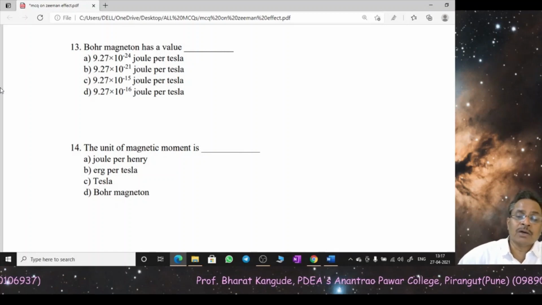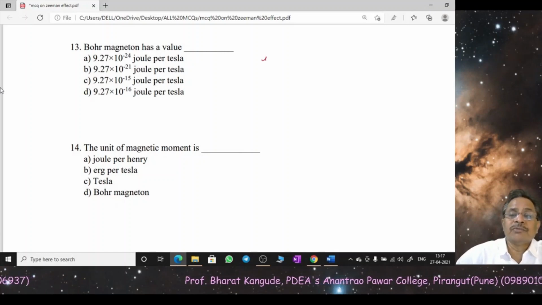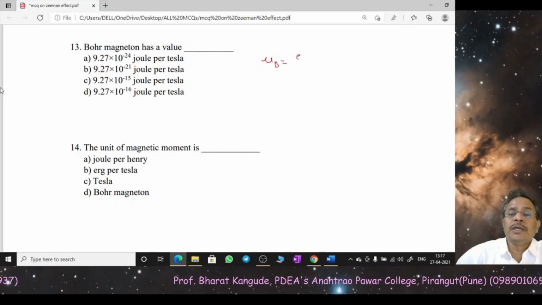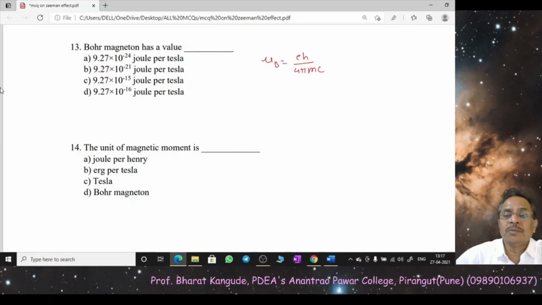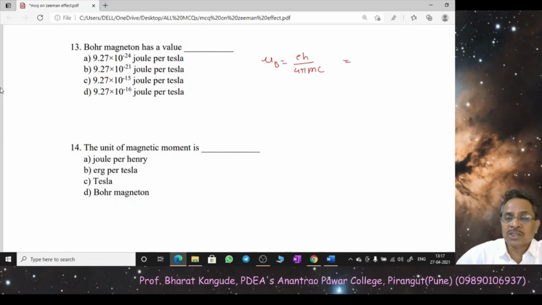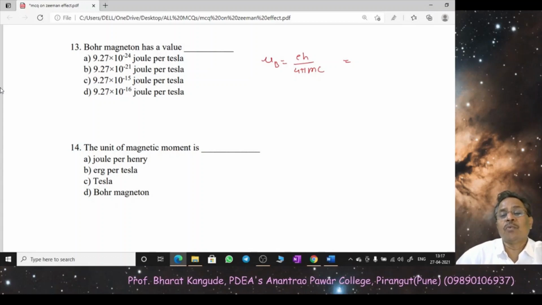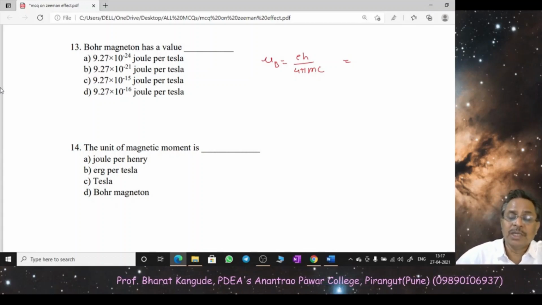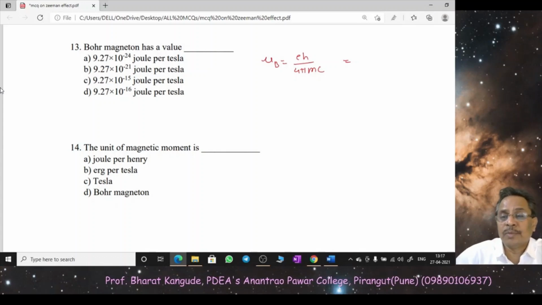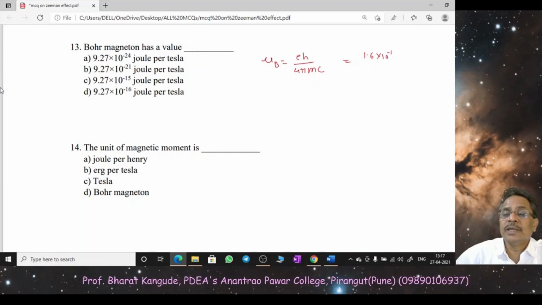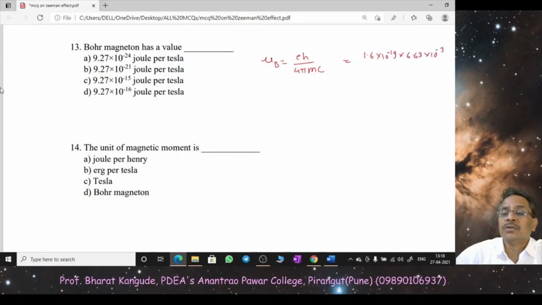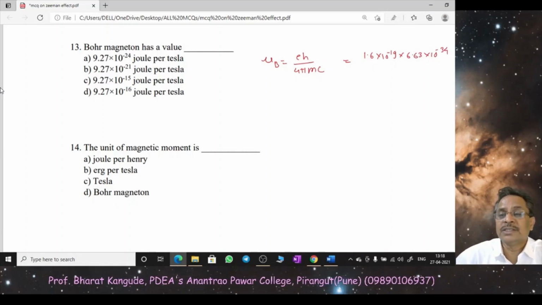Now see, the Bohr magneton is given by a very simple expression: mu B is given by e into h upon 4 pi m into c. Again here all these numbers are known to you. e is the charge of the electron, h is Planck's constant, 4 pi is again a constant, m is the mass of the electron, and c is the velocity of light. So replacing these numbers, I'll get 1.6 into 10 raised to minus 19. Then this is 6.63 into 10 raised to minus 34 joule second. That is the unit of Planck's constant.